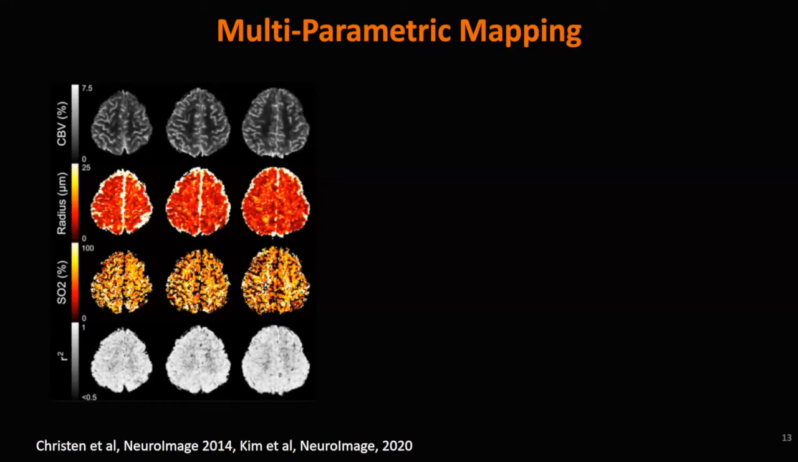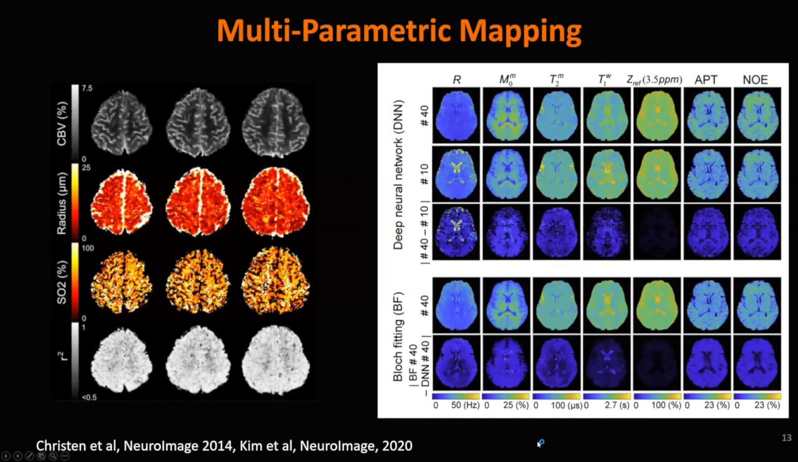On the left, this shows the MR vasculature fingerprinting, which is able to quantify cerebral blood volume, vessel radius, and oxygenation level all at the same time. This is a more recent study on fingerprinting-based CEST imaging, which is also able to quantify multiple tissue properties, APT-related tissue properties, from a single scan.